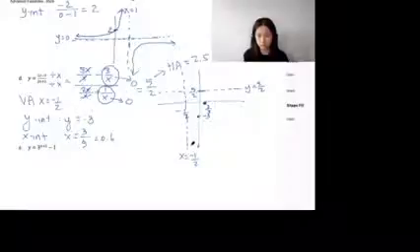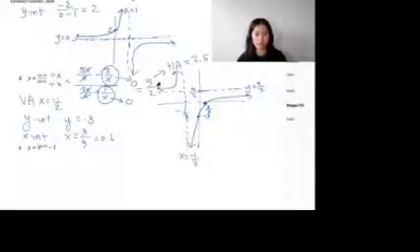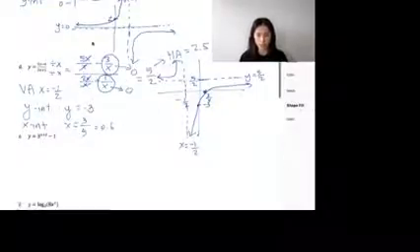Okay, there we go. So our function is going to pass through our x and y intercepts, and you're going to see that it's like this. Okay, does that make sense so far? So that's how you're going to draw this graph.